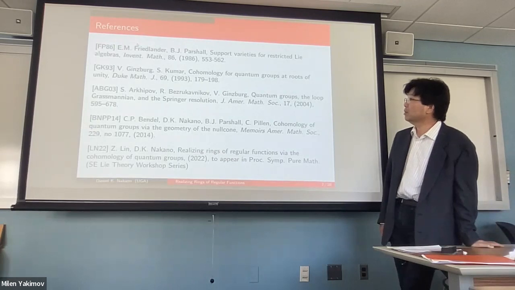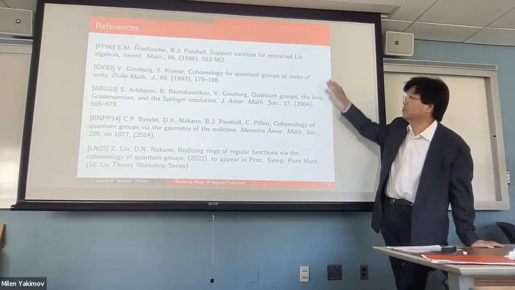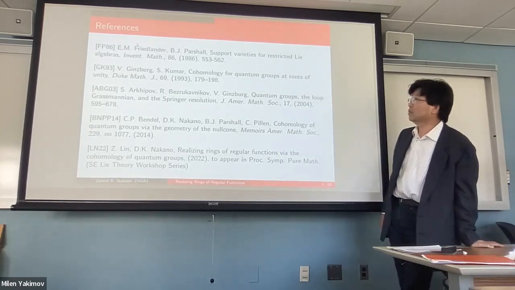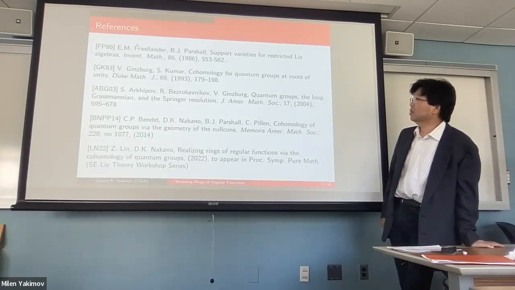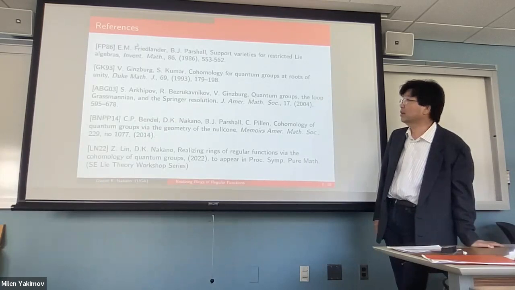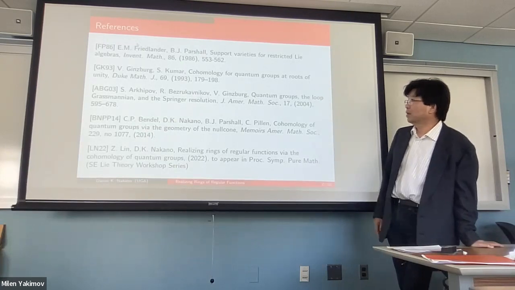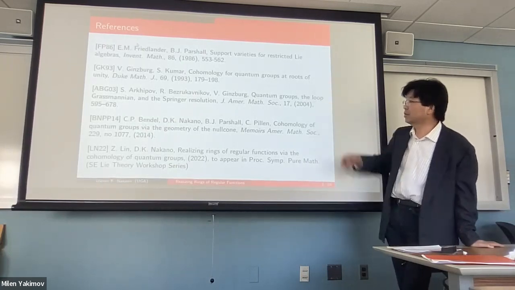And so I'm going to start with some problems that were introduced in this paper by Friedlander and Parshall, and also some computations done by them. And then I'll move along the timeline as we go along during the talk. So there's a very important calculation by Ginzburg and Kumar, who calculated the cohomology for the quantum groups at roots of unity. And that computation is very basic for this important paper by Arkhipov, Bezrukavnikov, and Ginzburg. Maybe you've actually seen this paper before. I'll show you how this computation fits in here.